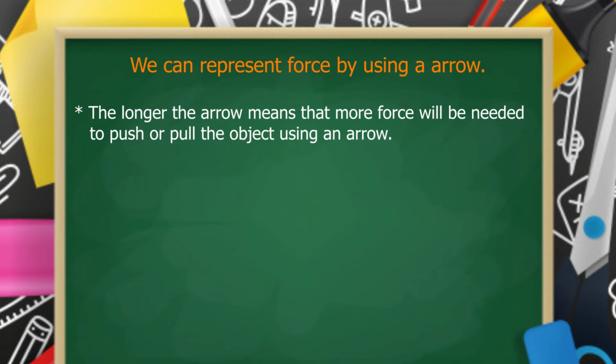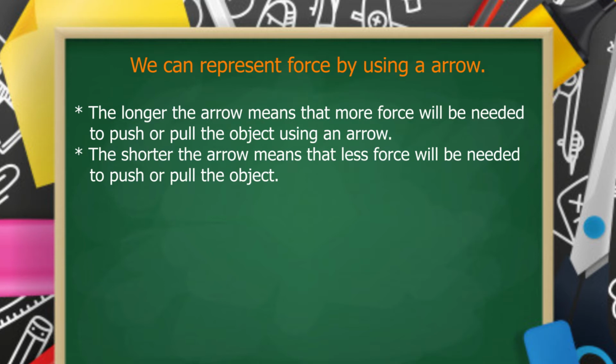We can represent force by using an arrow. A longer arrow means that more force will be needed to push or pull the objects. A shorter arrow means less force will be needed to push or pull the object.